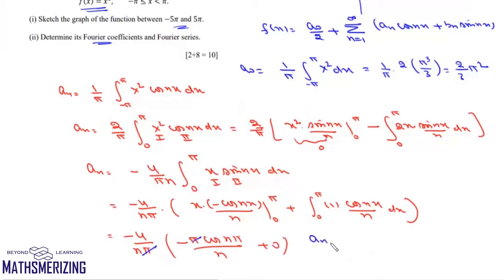From here we can say value of an must be 4 upon n square into cos n pi. Now cos n pi is plus 1 when n is even, and it is minus 1 when n is odd, so it will be 4 upon n square into minus 1 to the power n. So that is the value of an.